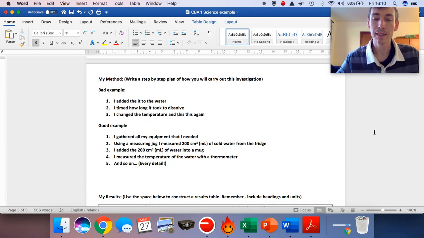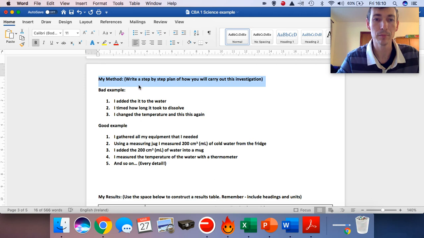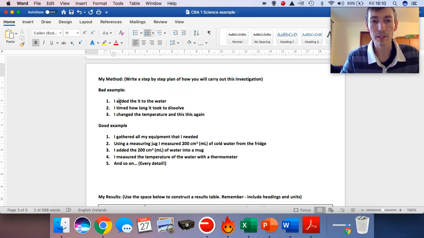Okay, and almost there, your method. This is really, really important. This is a step-by-step plan. I've given a bad example here. So bad example, I added it, I was hoping to say the water to it. Okay, I added the water to it. First of all, I do not like "it" in a method. I don't know what it means. It could mean absolutely anything. So don't use it anywhere. Tell me what you mean.